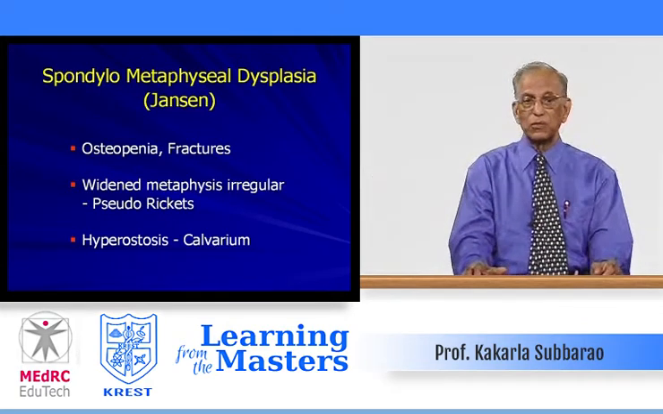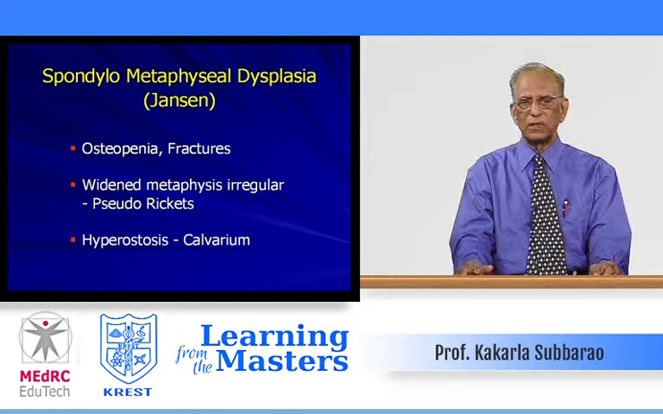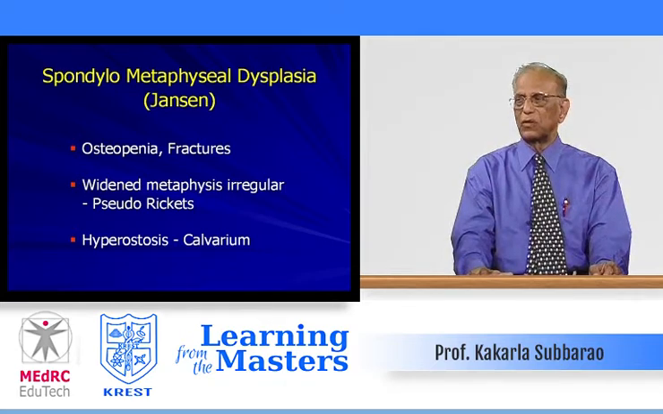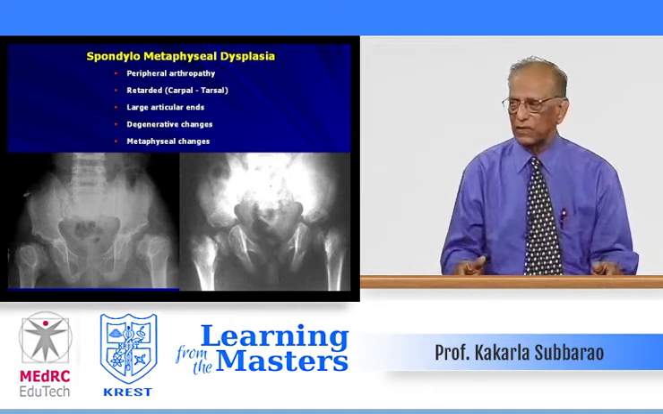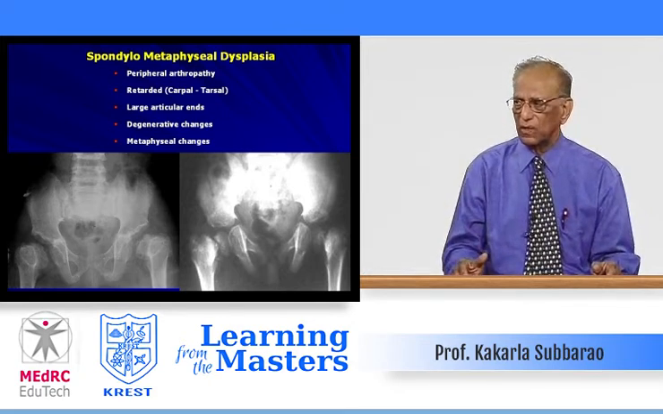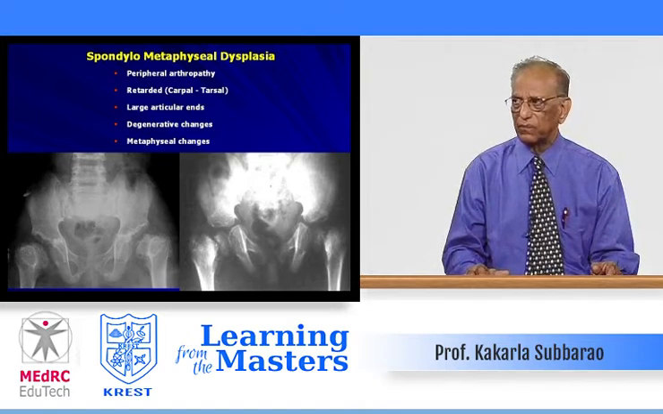Jansen's type: there is osteopenia and fractures, with widened metaphyses. This resembles rickets, that's why it's called pseudo-rickets. Calvarial hyperostosis is also noted. Spondylometaphyseal dysplasia: peripheral arthropathy, retarded carpal and tarsal bones, large articular ends of bones, degenerative changes, and metaphyseal changes. Here it looks like slipped epiphysis, but it is due to metaphyseal dysplasia, so there are secondary changes in this acetabulum.